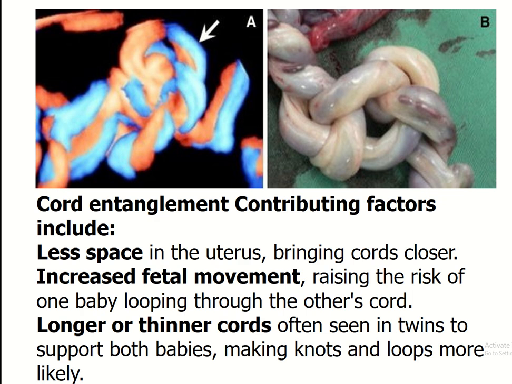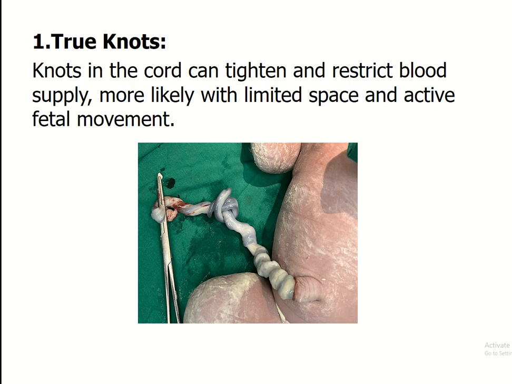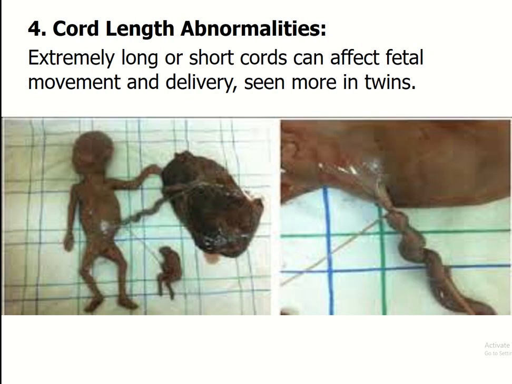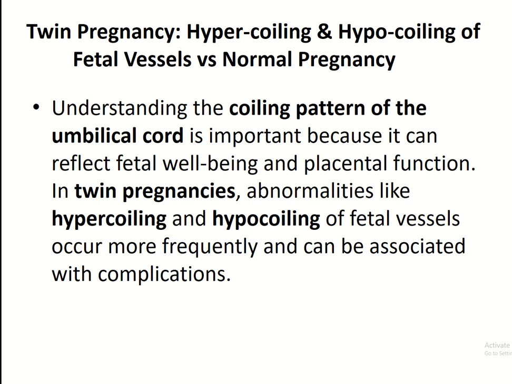Longer and thinner cords are often seen in twins to support both babies, making knots and loops more likely. True knot is also common in twin pregnancy. Single umbilical artery is quite common in twin pregnancy. Cord length abnormality is also common in twin pregnancy. Hypercoiling and hypocoiling are also more seen in twin pregnancy.